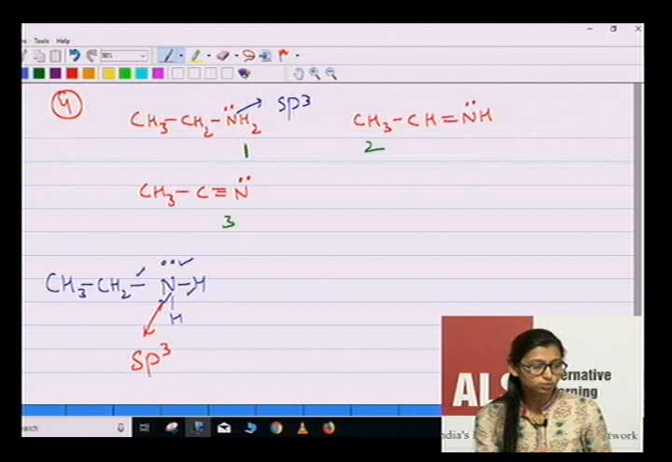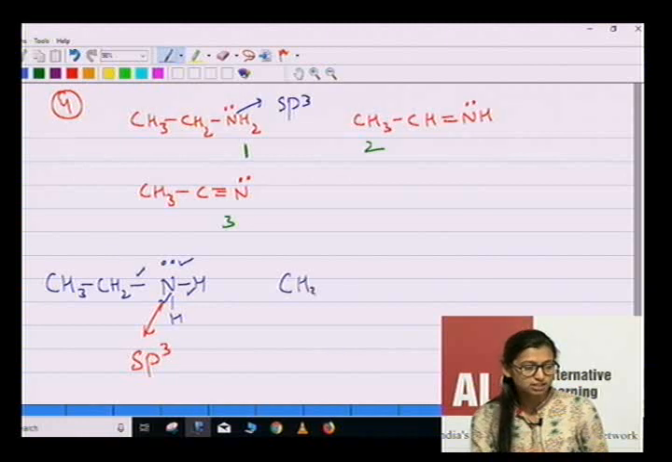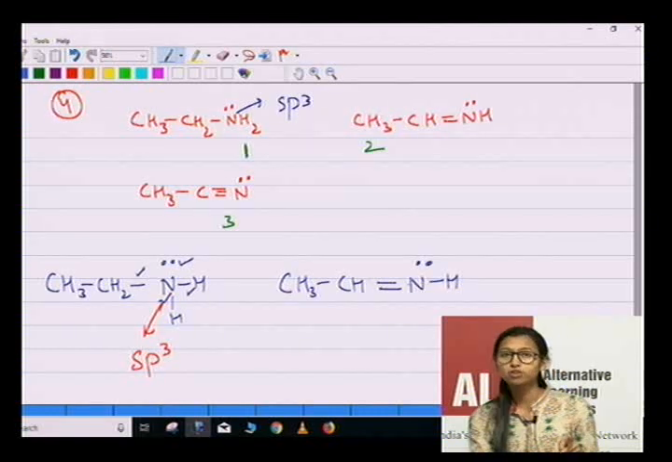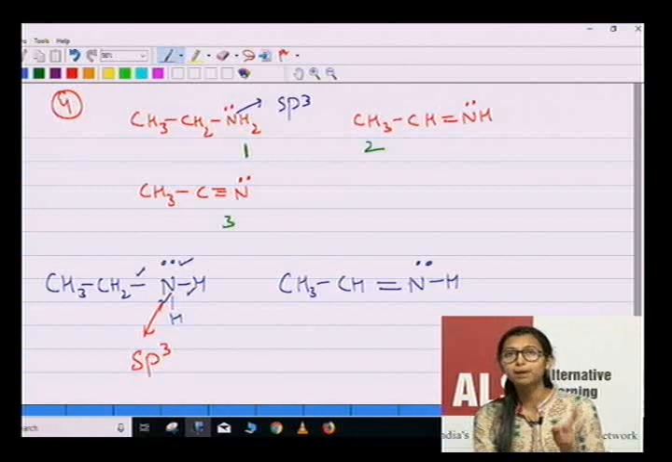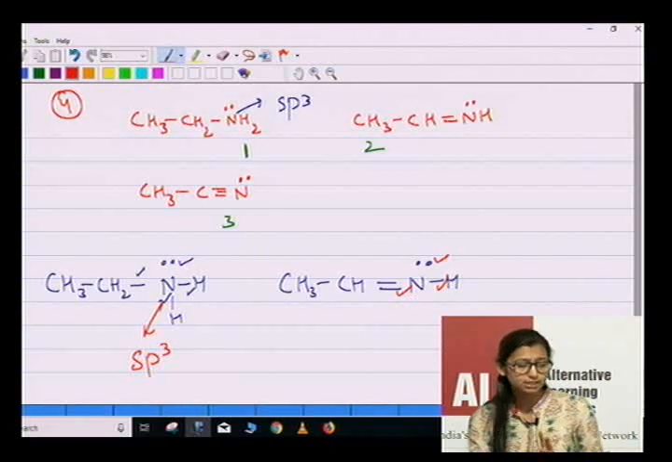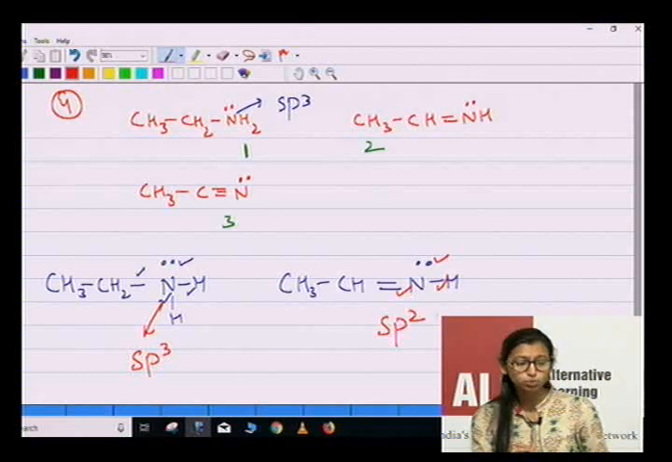Now for this one, it's CH3, CH, double bond nitrogen, hydrogen and a lone pair. Now there is a pi bond, right? We do not count the pi bond in the hybridization. So what will be the steric number here? It will be 1, 2 and 3. It means 3 orbitals are mixing. So it will be sp2, okay? And this is cyanide. Cyanide is again, now what will happen? It's 1 and 2. So it will be sp. This is sp hybridized, okay?